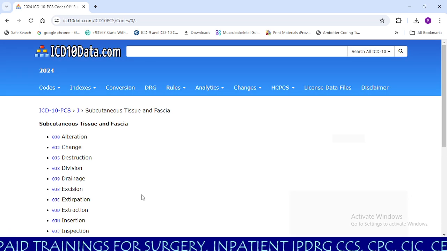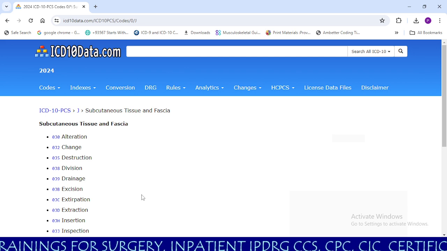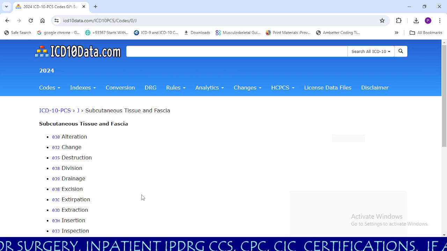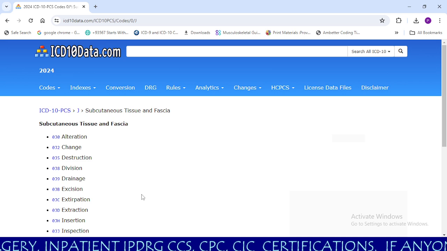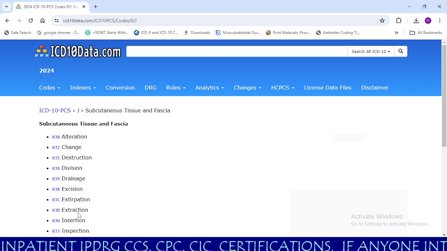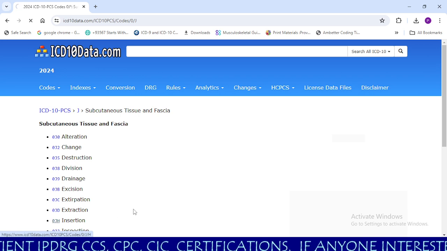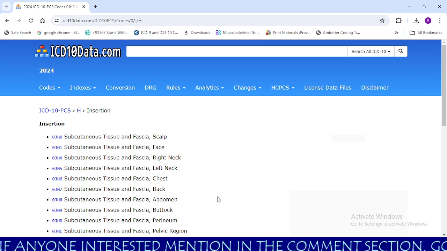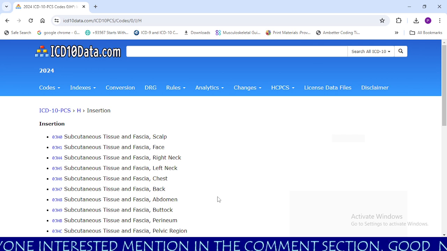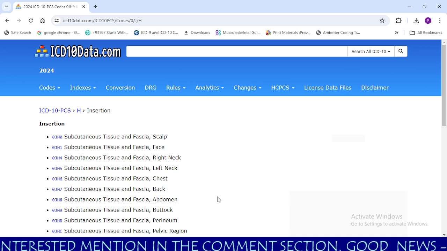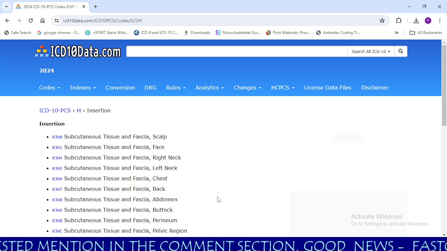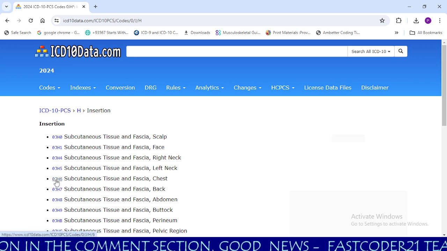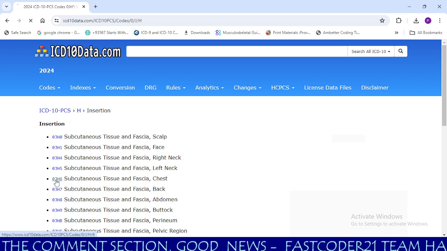Next, here we need to select the root operation. Basically, the physician is inserting the pacemaker in the subcutaneous tissue. So here we need to select 0JH. Now we need to select where the physician is inserting the pacemaker. Based on our documentation, the physician inserted the pacemaker in the chest area. So here we need to select 0JH6.